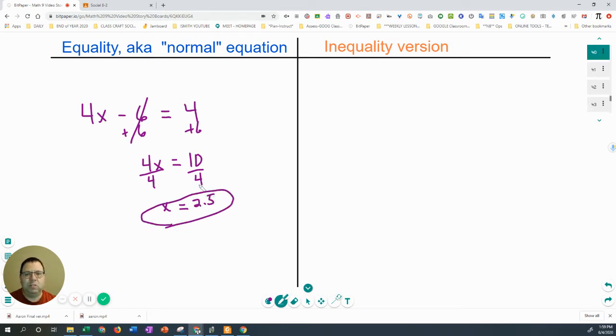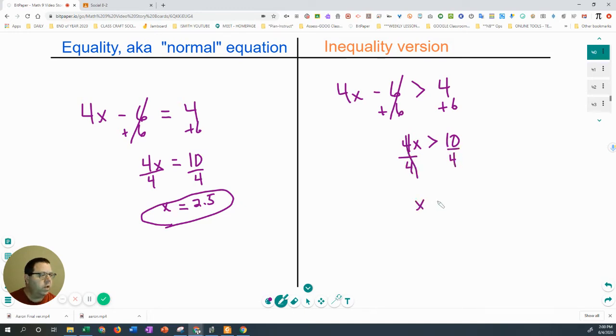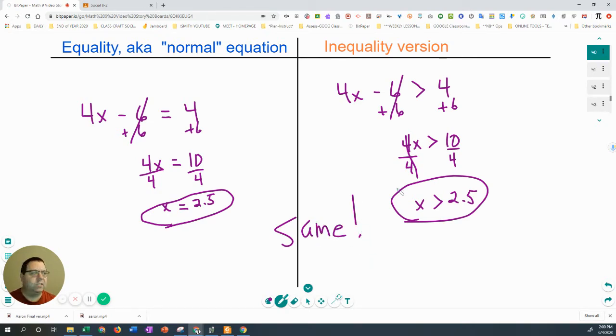You can check me on that, but I just know that $10 split between 4 people is $2.50. Now over here, just to do it quick, let's just do a simple greater than equation. There's going to be no difference, okay? So you get 4x is greater than 10. Divide both sides by 4. And you get x is greater than 2.5. Okay, so again, same procedure, okay? So far nothing has changed, okay?